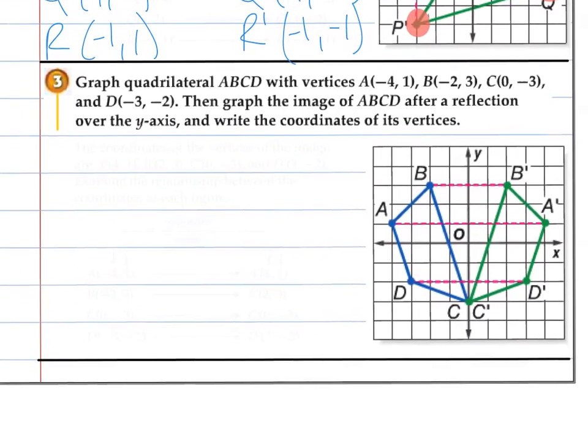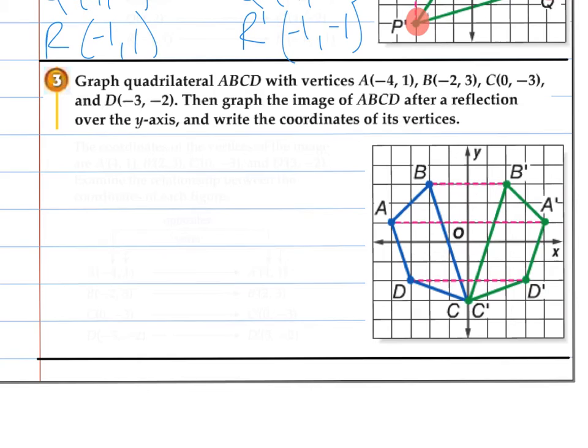So now let's see what will happen if I flip over the y-axis. And notice this is my original. So it looks like B is 2 away, so I'm going to go 2 in the other direction. A is 4 away, so I'm going to go 4 in the other direction. D is 3 away, so I go 3 in the other direction. And C is actually at the origin, so it'll stay there.